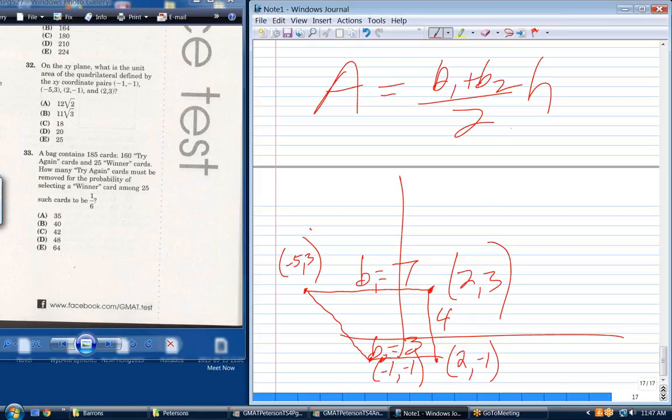So the area is... Well, that's 11. No, okay, never mind. That's 10, that's 5, that's 20. Okay. D, yeah.